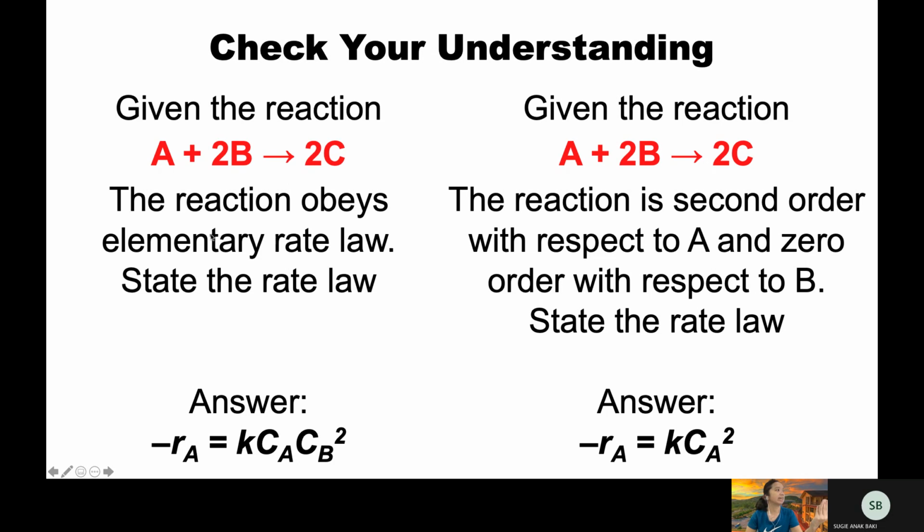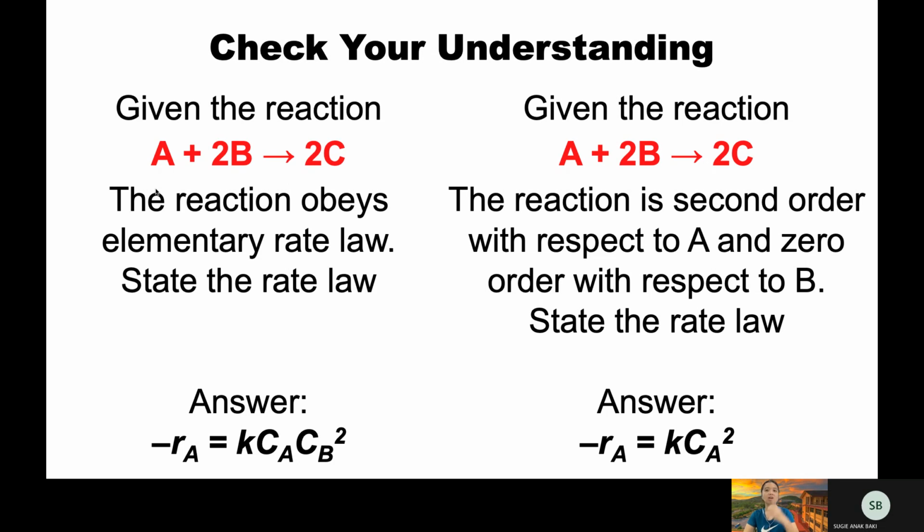However, on your left, dia kata obeys elementary rate law. On your right, tak obeys elementary rate law. Dia dah tak ikut elementary rate law. So, macam mana kita nak deduce? Okay, so kalau left side, kalau dia kata obeys elementary rate law, okay, so rate law dia akan menjadi minus RA, okay, equals to K. Then you have the two concentration, right? Your two reactant, right? So concentration of A, concentration of B.